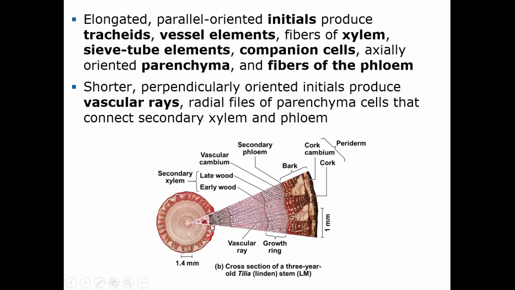Also notice these lines running perpendicular to the vascular cambium. These are called vascular rays. And these are narrow bands of parenchyma cells that facilitate connections and the transfer of materials between xylem and phloem.